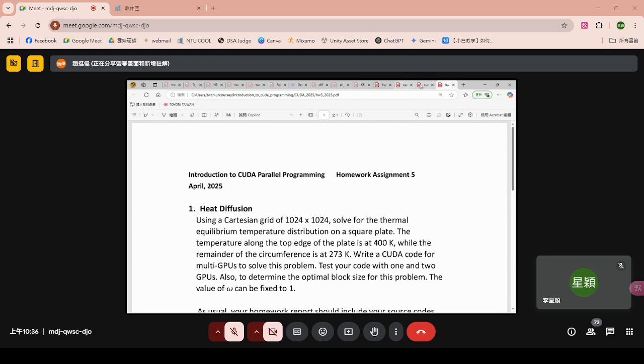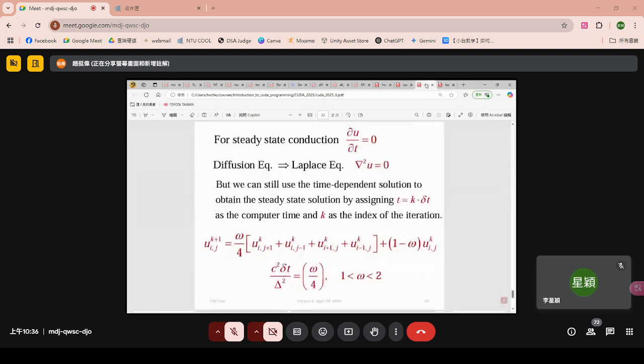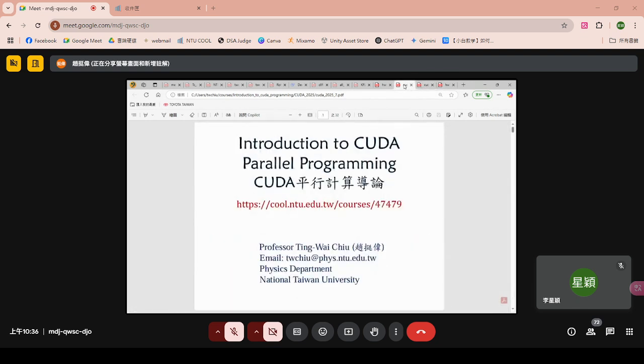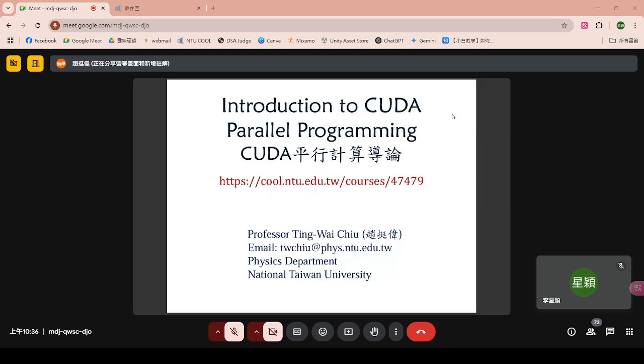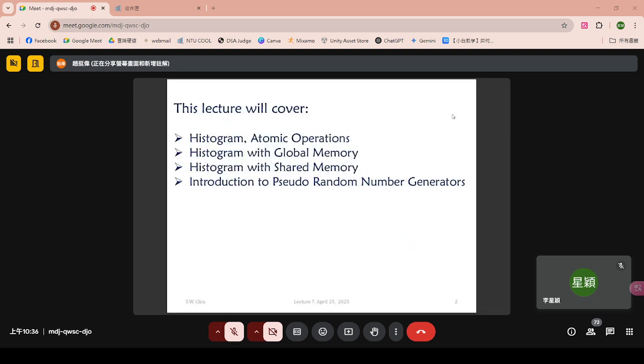Let me go to the next topic. Okay. I would like to talk about the histogram and also introduce these atomic operations and the histogram with the global memory and also with the shared memory. And also I would discuss the pseudo-random number generators.